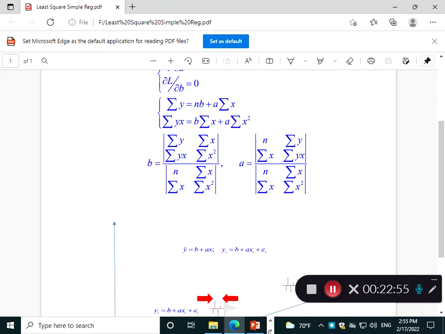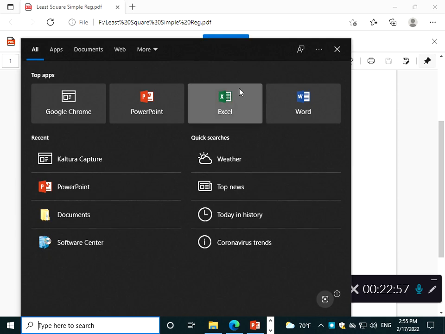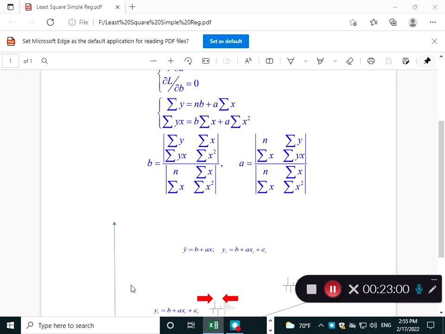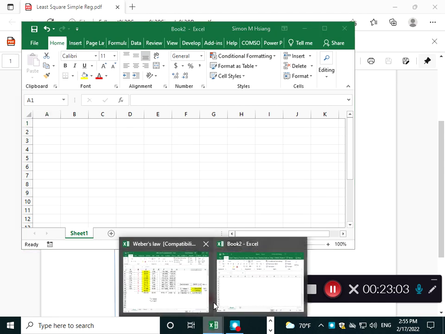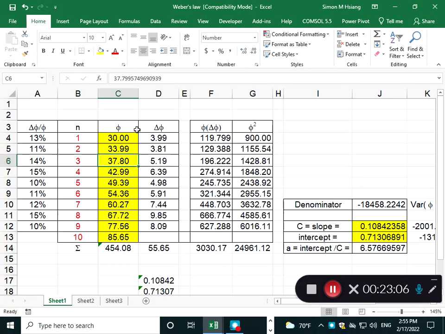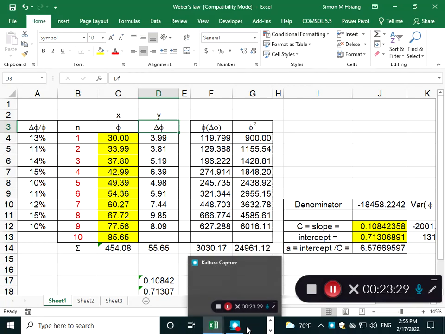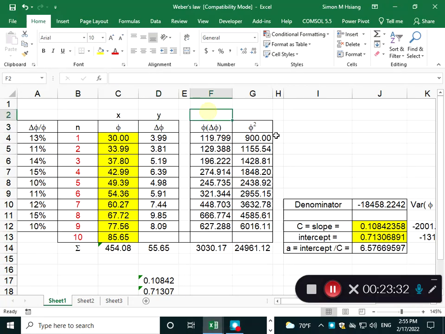Okay, now let me do the Excel way. Excel basically says that I need to find delta phi as a function of phi. So delta phi is my y term, and phi is my x term. In order to do that, look at the equations. I need a summation xy and a summation x squared.